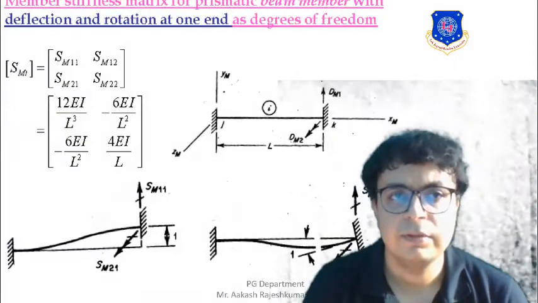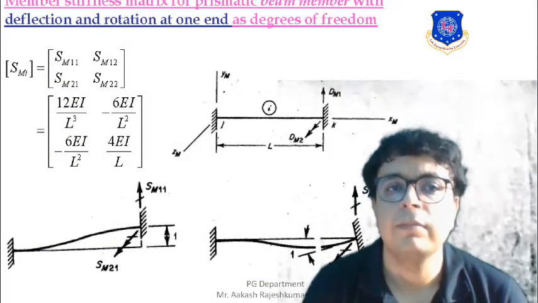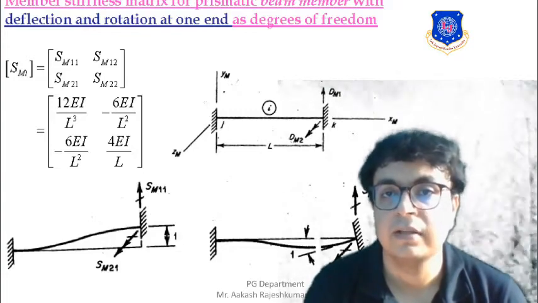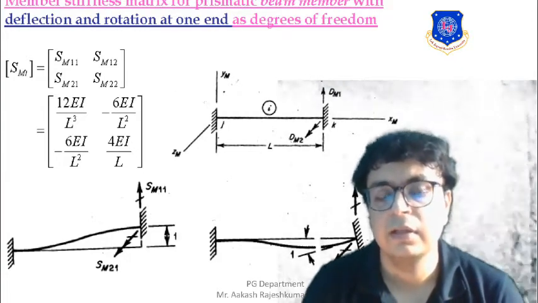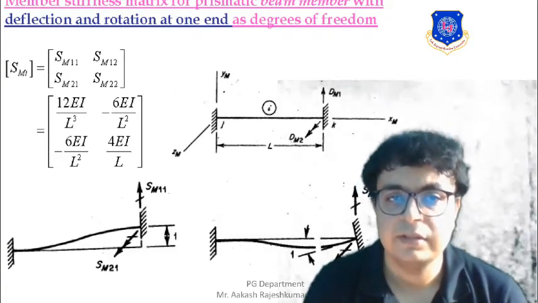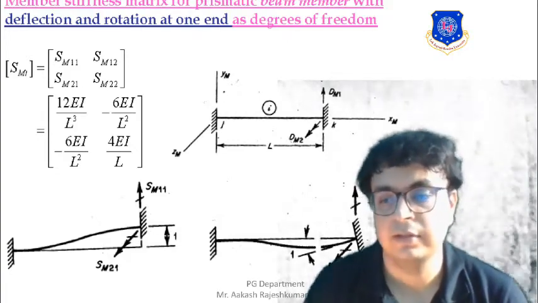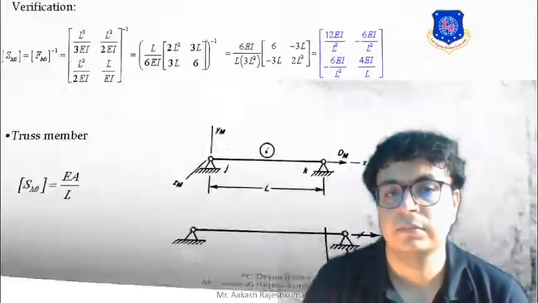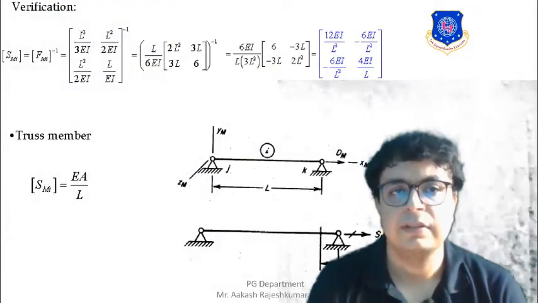Similarly, we will also have a member stiffness matrix for a prismatic beam member with a deflection and rotation at one end. Whenever we apply the unit rotation at one end, our stiffness matrix will be equal to 12EI upon L cube, minus 6EI upon L square, minus 6EI upon L square, 4EI upon L. Like this it can be found.